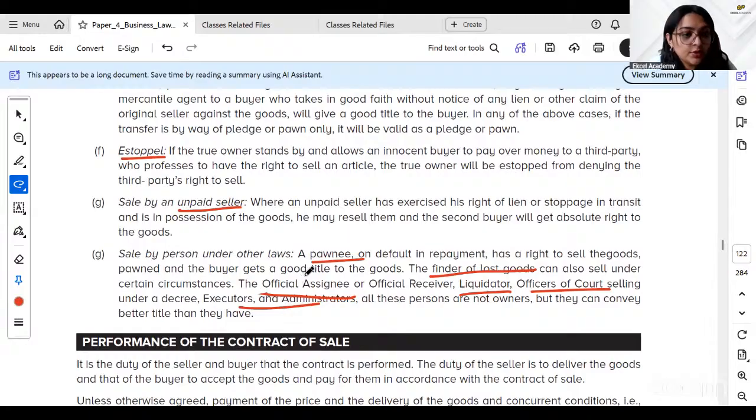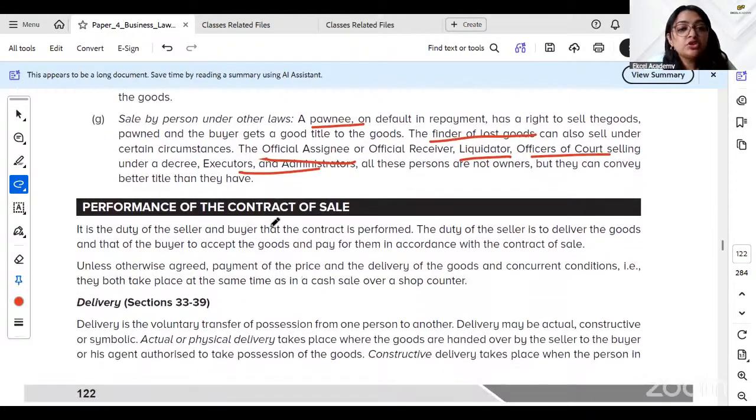Then we speak of performance of the contract of sale, wherein both parties have duties. The duty of the seller is to deliver the goods, whereas the duty of the buyer is to accept the goods and pay for them. Delivery is the voluntary transfer of possession from one person to another. This is very important. It can be actual, constructive, or symbolic.